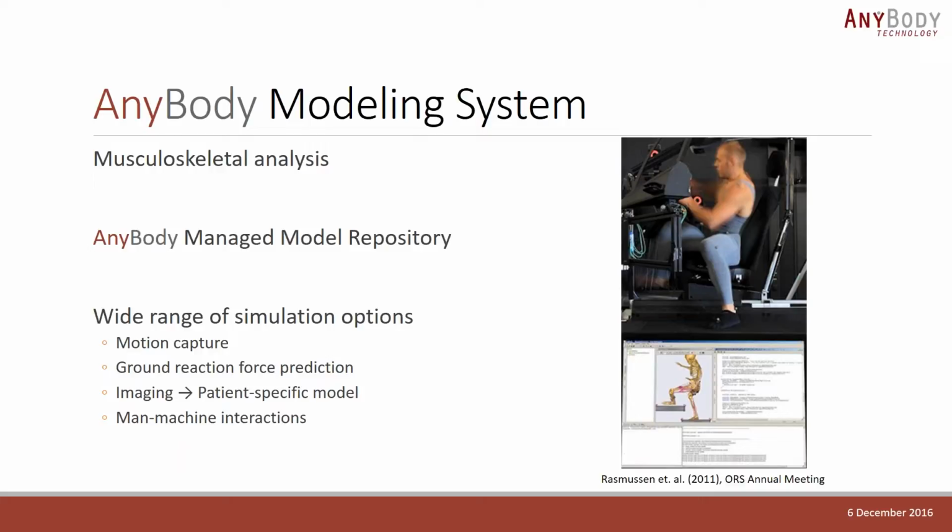Some people use a feature that was added quite recently to predict ground reaction force, which will make experimentation much simpler. There's a lot of people that follow the road of using image data to create patient-specific models, and we'll see a very unusual example about that today. But this is used by many users in orthopedics. And then there's also a range of users, increasing range of users that look at man-machine interactions. That could be people in a workplace environment, or it could be people wearing exoskeletons or prostheses and those kind of things.